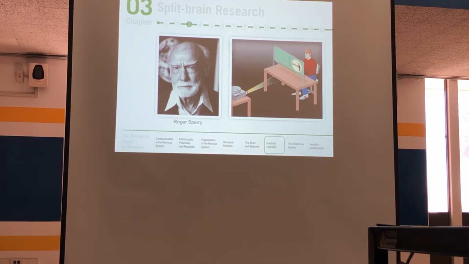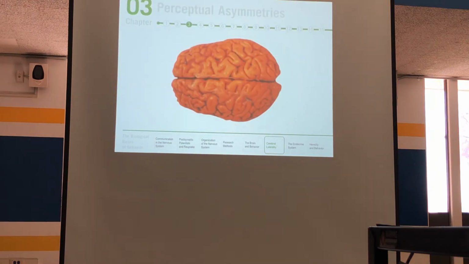So what does split brain research teach us? What does it show us? What side does what? Okay, and what does it mean to have a split brain? The corpus callosum has been severed or cut. So when would someone have their corpus callosum severed? Severe epilepsy. That's a treatment for severe epilepsy, when all other measures have failed.